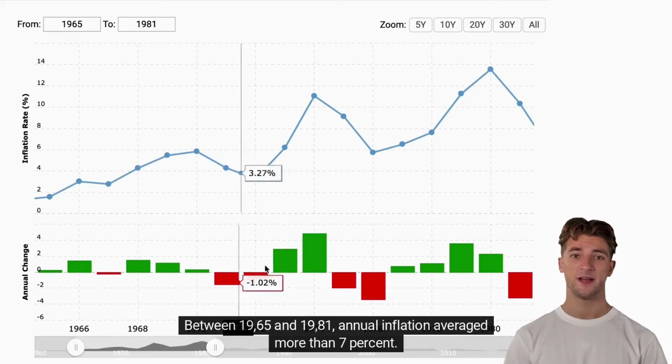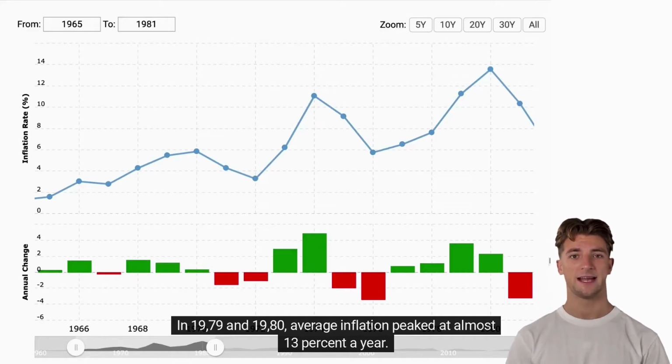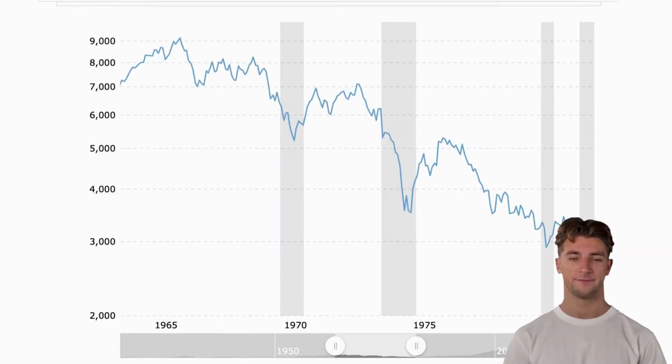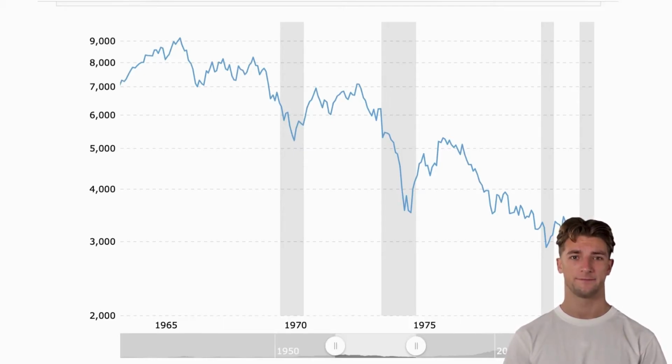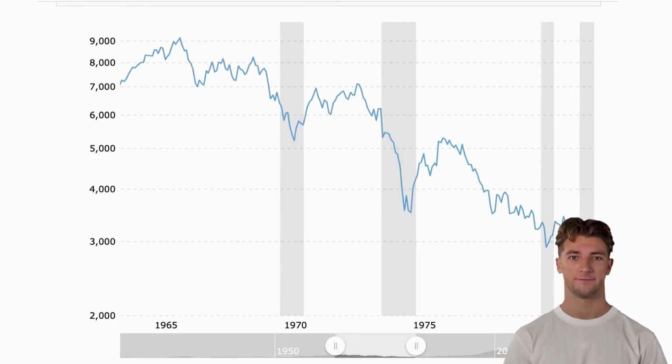Between 1965 and 1981, annual inflation averaged more than 7%. In 1979 and 1980, average inflation peaked at almost 13% a year. In the same period, the stock market declined as well. However, until September 1979, the Fed did not raise interest rates. By doing nothing, the stock market was basically in a bear market for 15 years.